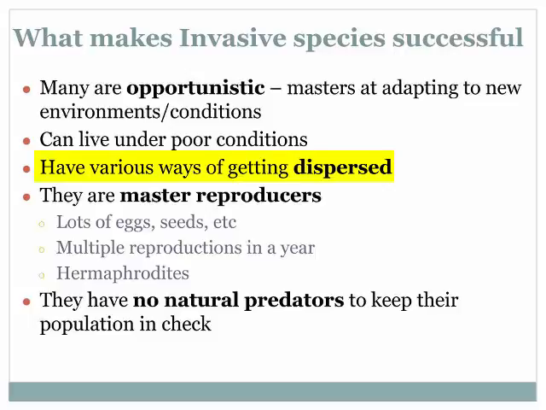This could be through wind, water, or hitchhiking on the surfaces of human objects, such as boats. For example, zebra mussels are transported from lake to lake by boats that are infected in one lake and then used in a clean lake.